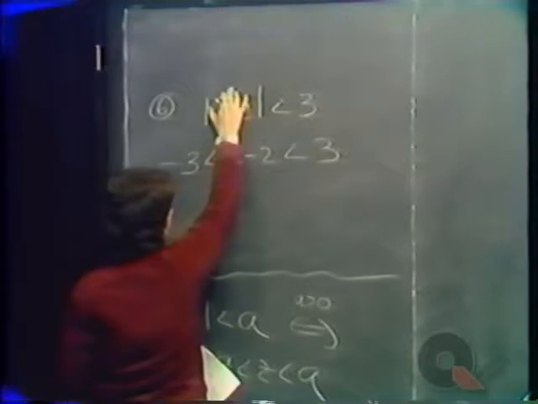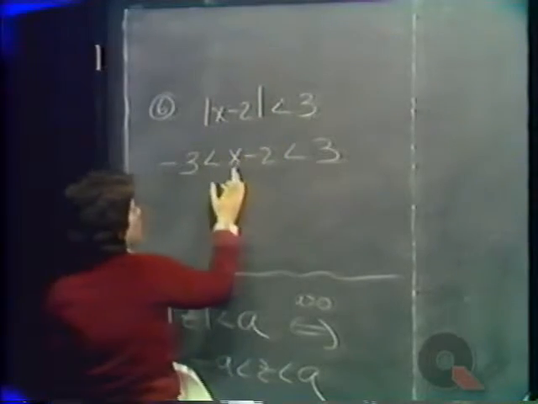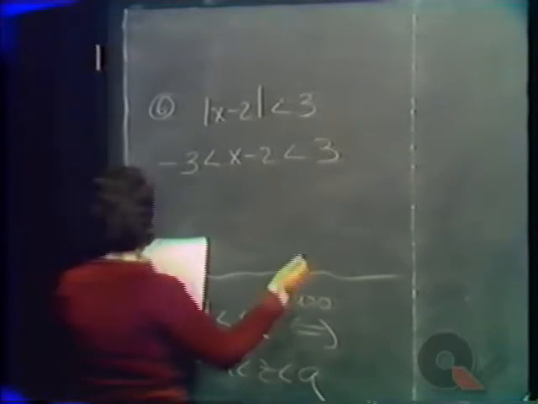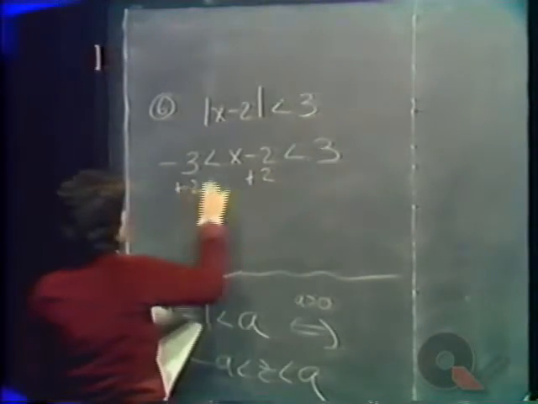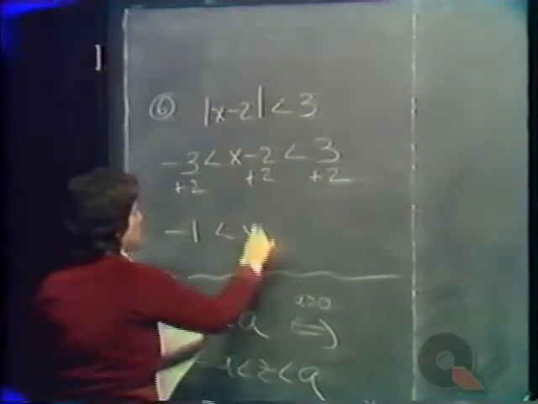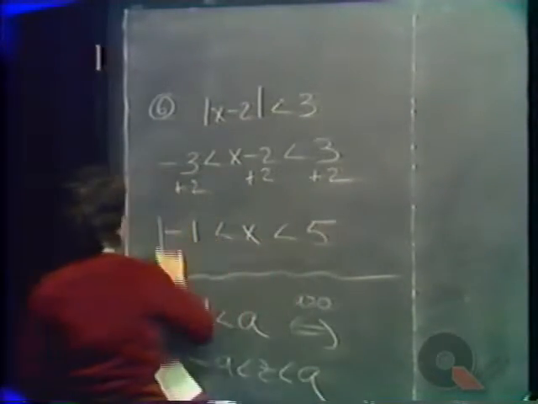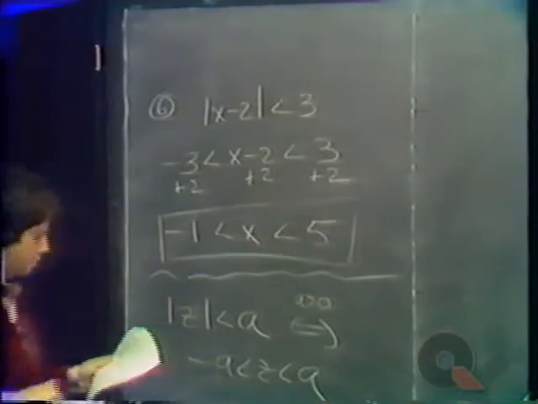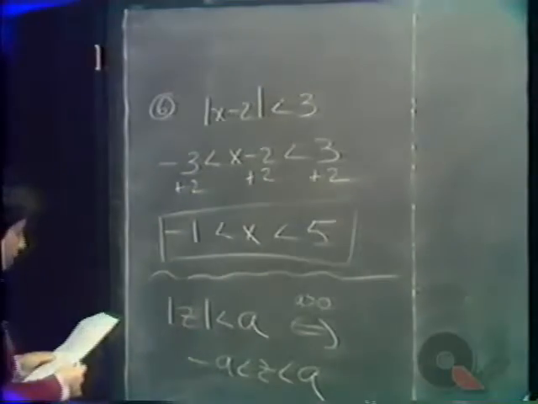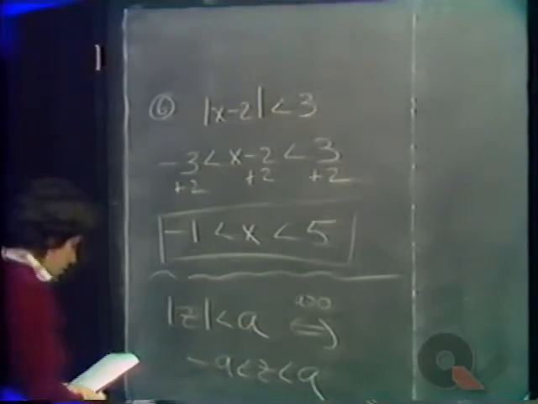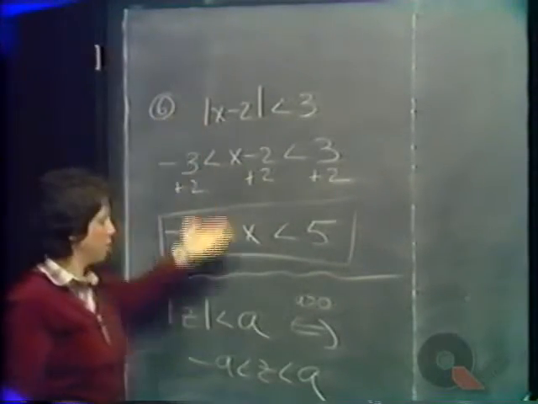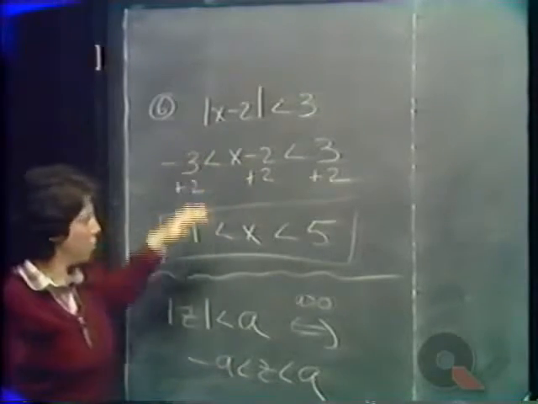If this number without its sign is less than 3, then the number originally had to be someplace between minus 3 and plus 3. And finally, we can solve by adding 2 to all parts, giving us minus 1 is less than x is less than 5. x had to be someplace between minus 1 and 5 if the absolute value of x minus 2 is to be less than 3. In other words, you can work backwards as well. This is equivalent to this. You can follow the steps this way, or you could work backwards. These are equivalent inequalities.